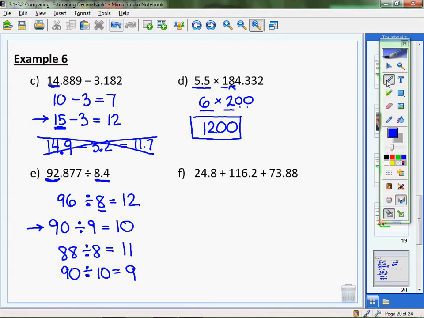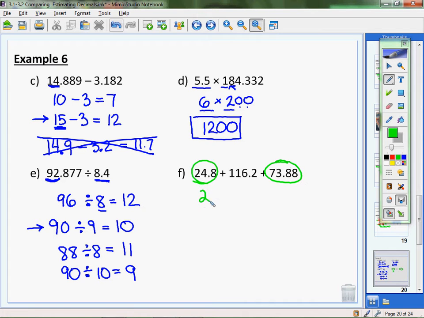Alright, finally part F. In this one we have 3 numbers being added together. So either look for a number that all of them are close to. These are not all close to the same number. Or look for some compatible numbers. Right here and right here, we've got 2 compatible numbers.